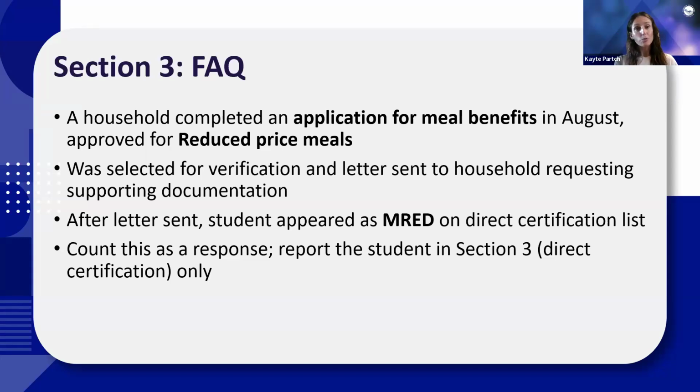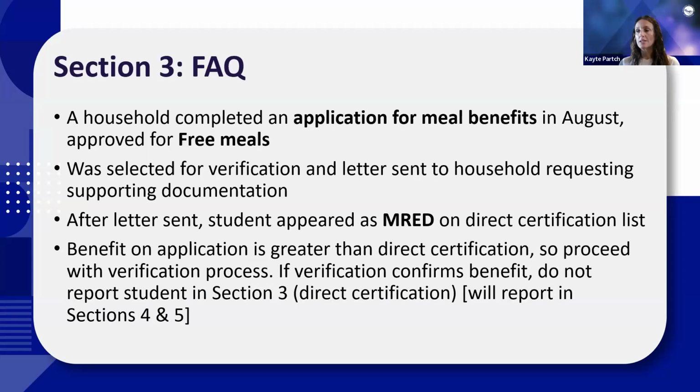You have an application that was approved, but now the student is directly certified at the same type of meal benefit, both reduced price. Count this as a response, even if you do not receive supporting documentation or information from the household, and then report that student in Section 3. You do not also need to report that student in the section where you're reporting the number of students qualified or approved for a meal benefit based on an application, because now we have that meal certification or benefit issuance derived from direct certification. So that's where we want to record that student eligible for the reduced price meals.